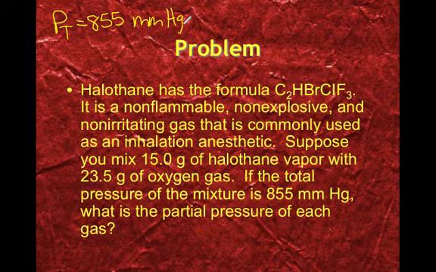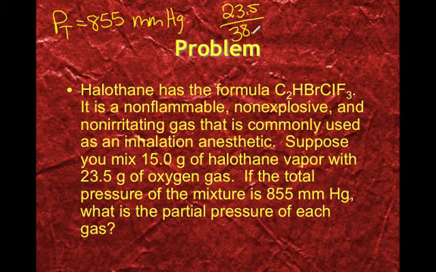Can I find the percentage of each gas? If I have a mixture and I want to know how much of that is actually oxygen, I'd take the mass of the oxygen and divide by the total to get a percentage. So for oxygen, 23.5 over 38.5 times 100 gives you what percent? Add these two numbers together. 61%?